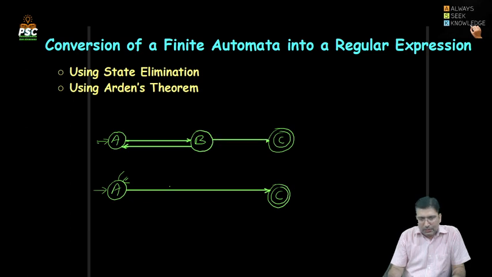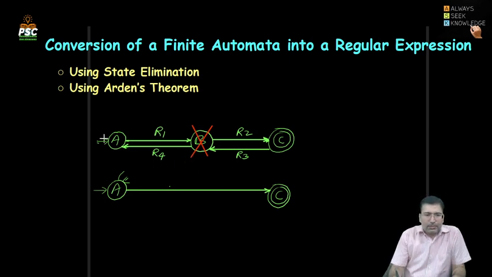Same thing here also I'm creating. So I'm having a transaction B to C and let's say C to A, C to B. Now if this is the situation, here I'm assuming there is a regular expression R1. This is let's say maybe R2. This is R3 and this is let's say R4. If this is the situation and we are eliminating B from this automata.